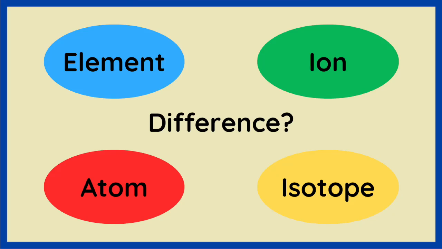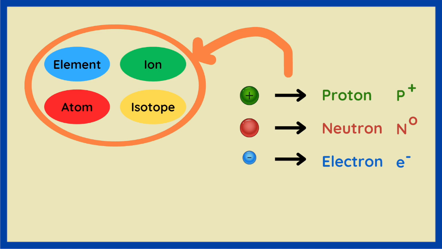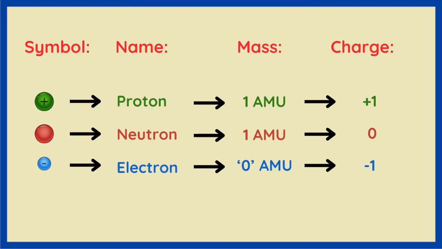What's the difference between an element, an atom, an ion, and an isotope? To answer this question, we must recognize that subatomic particles, protons, electrons, and neutrons, are the building blocks of all four of these substances, and that all three of them have a certain amount of mass and a certain amount of charge. Take special note of electrons' mass of "0" in quotations.